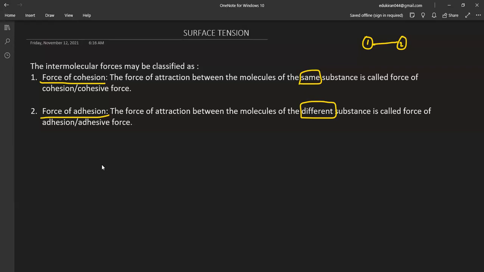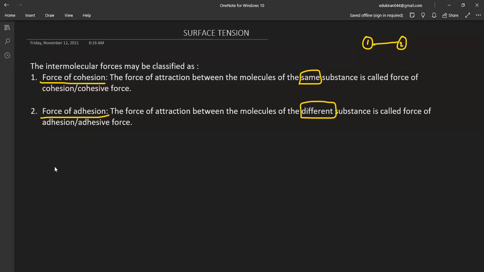One more thing that I'll tell you later. First, just understand this. Force of attraction between the molecules of the same substance is called force of cohesion, cohesive forces. Forces of attraction between molecules of different substances is called force of adhesion or adhesive forces.